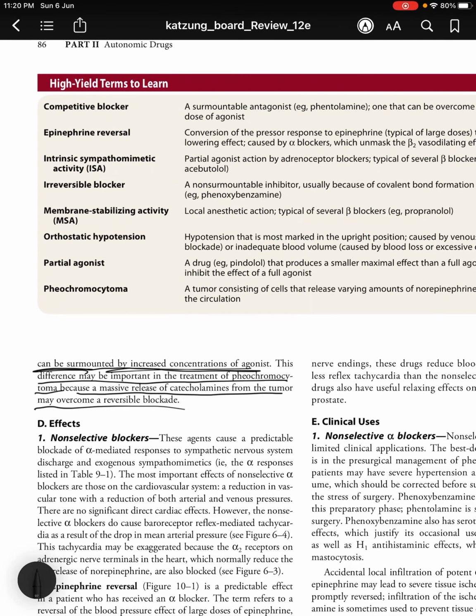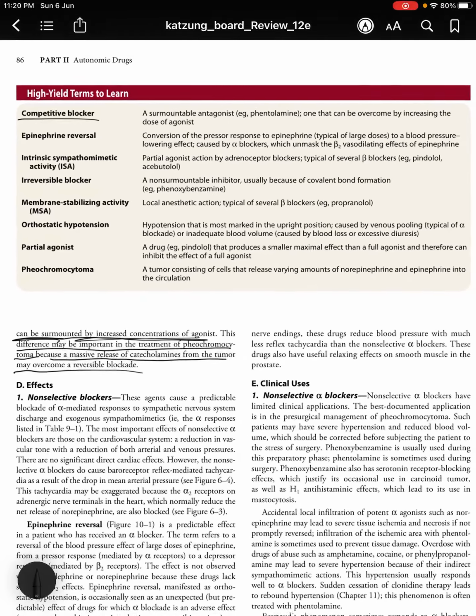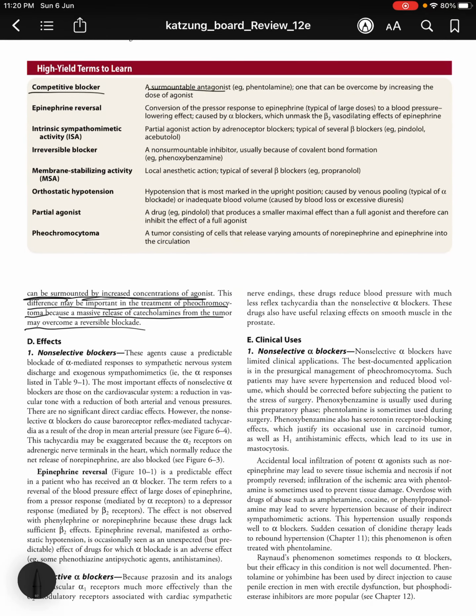Let's just discuss a few high yield terms. So, what is a competitive blocker? It is a surmountable antagonist, one that can be overcome by increasing the dose of the agonist.